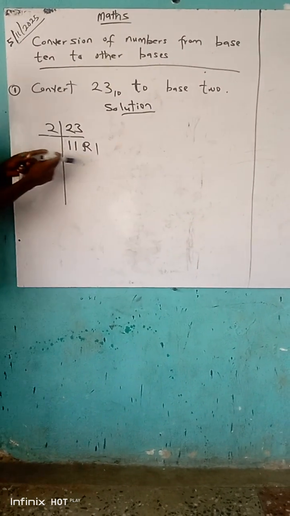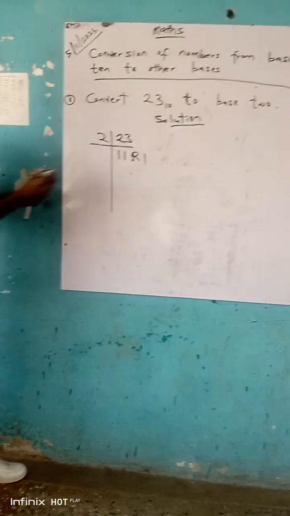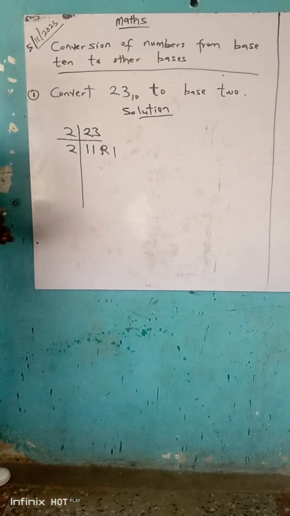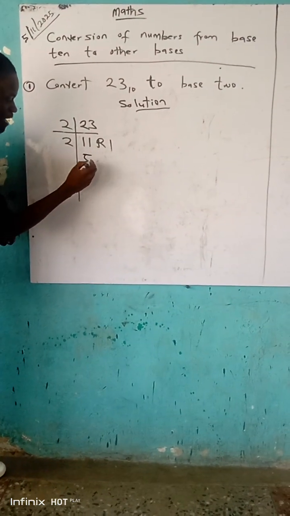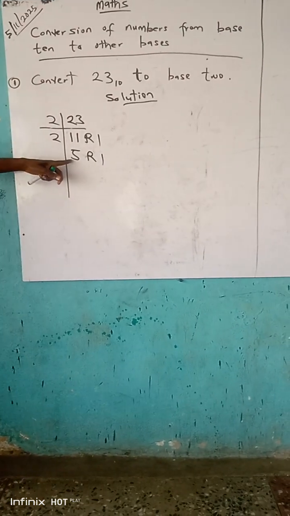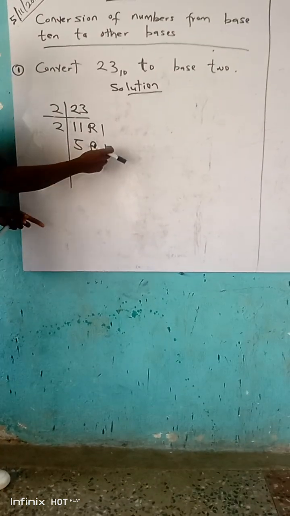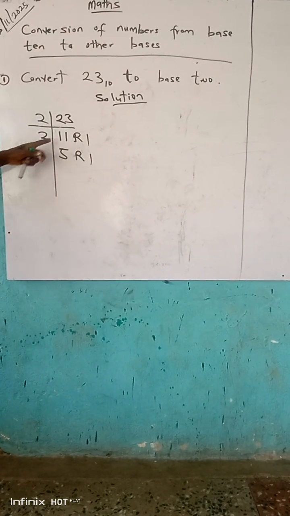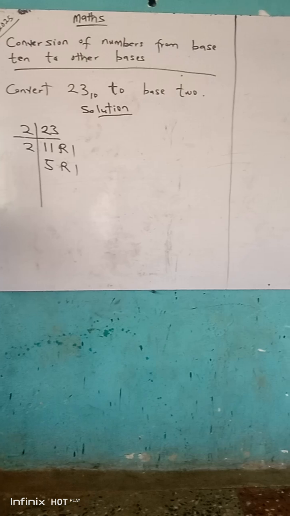Now 2 can still go into this 11. Then we say 2 will go into 11 how many times? 2 will go into 11 5 times, remainder 1, because 2 times 5 will give you 10 plus the remainder 1, it becomes 11. That's why we say 2 will go into 11, 5 remainder 1.